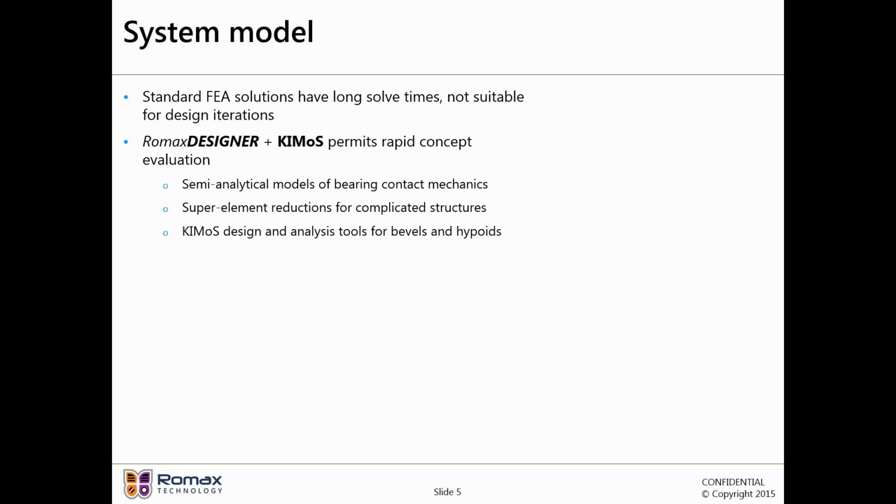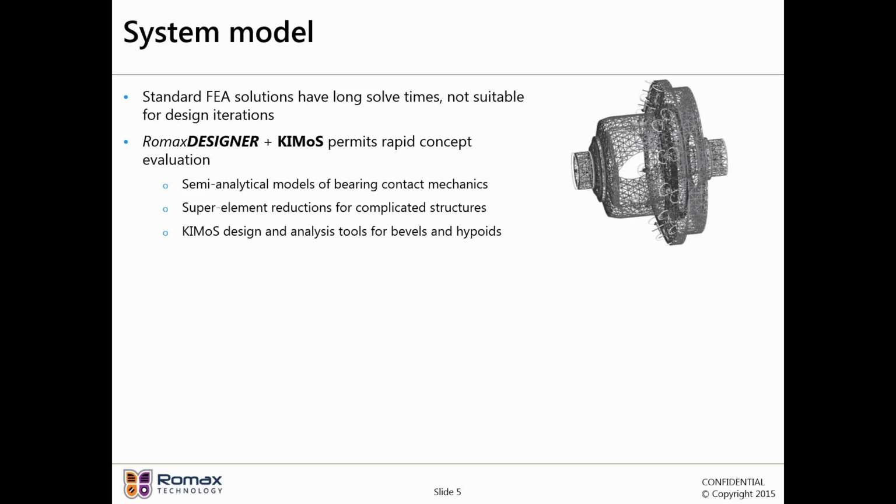However, the Romax Designer with KISSsoft permits rapid concept evaluation, and this enables you to quickly come up with designs that you can then evaluate. And the reason it's much quicker than a standard FEA approach is because Romax includes semi-analytical models of bearing contact mechanics rather than trying to mesh very finely in the contact area. It includes super element reductions for complicated structures such as the diff carrier or the housing. And then, of course, by using all the strengths of KISSsoft for the design and analysis tools, we can come up with a good bevel and hypoid design.